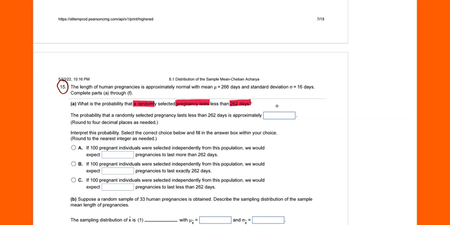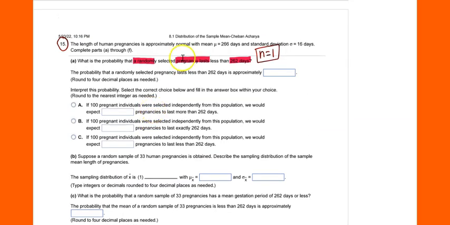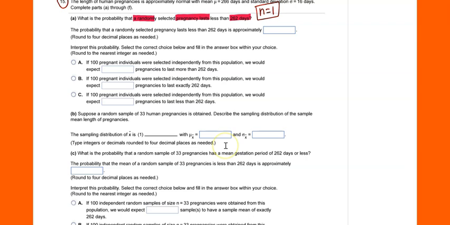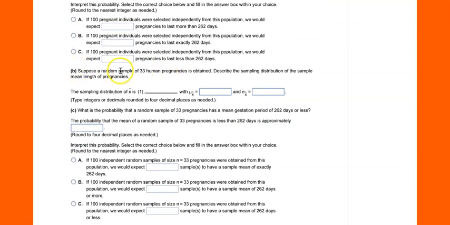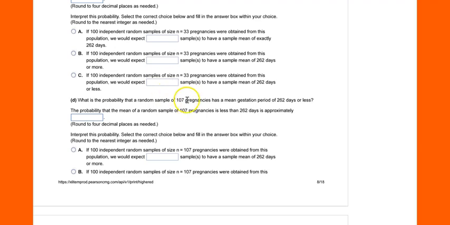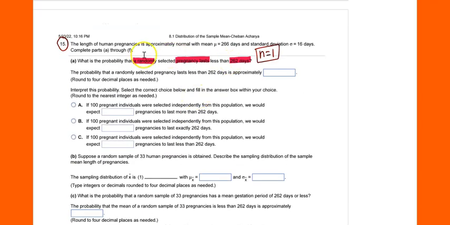Therefore in this case the value of n equals 1, and here we are not taking a sample of size more than 1. Unlike part B, with a sample of 33, or another question with a sample of 107, here it's a sample of 1, a single one. Therefore in this question you're looking for P, the probability of X less than 262 days. That's what I'm looking for. And in this case use normal CDF again.